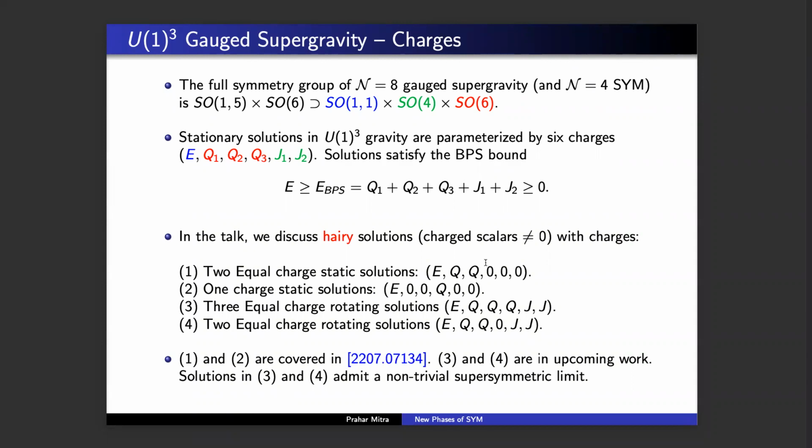We'll start off by describing static solutions. For static solutions, the angular momenta are just turned off completely. I'm going to work in one sector where you have 2 equal charges, so Q1 equals Q2 and Q3 is 0. We'll also discuss single charge solutions in which Q3 is non-zero. Then towards the end of this talk, I'll tell you a little bit about upcoming work in which we turn on rotation. So the angular momentum is non-trivial, but only with J1 equal to J2.